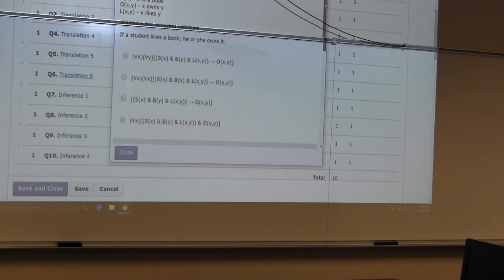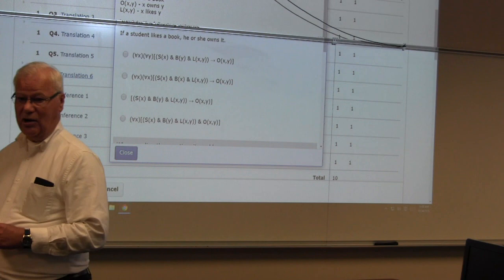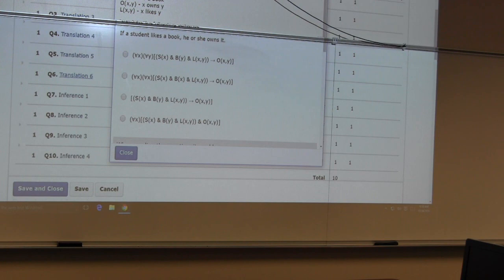If a student likes a book, he or she owns it. Is this again a statement about all students? Yeah, aren't we just kind of putting out a rule or a statement? If a student likes a book, we're trying to say that's true for all students, aren't we? Okay. So this is an all.